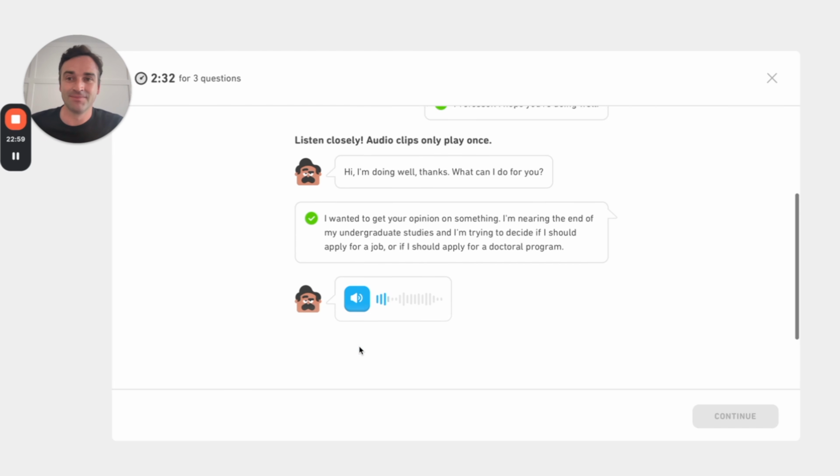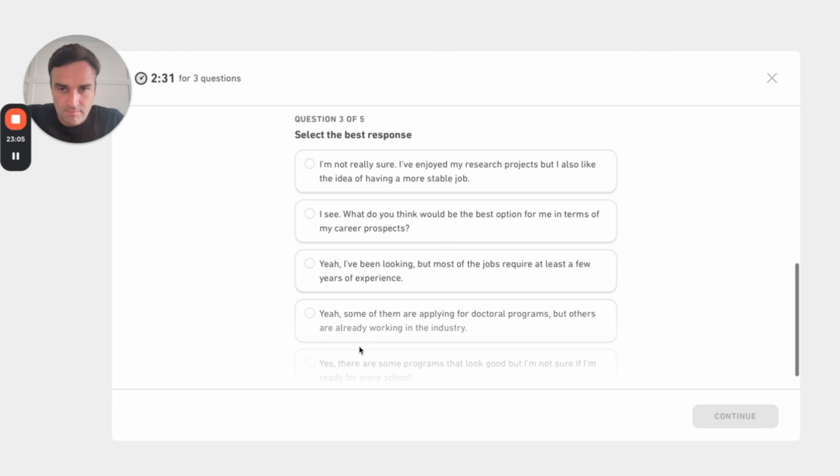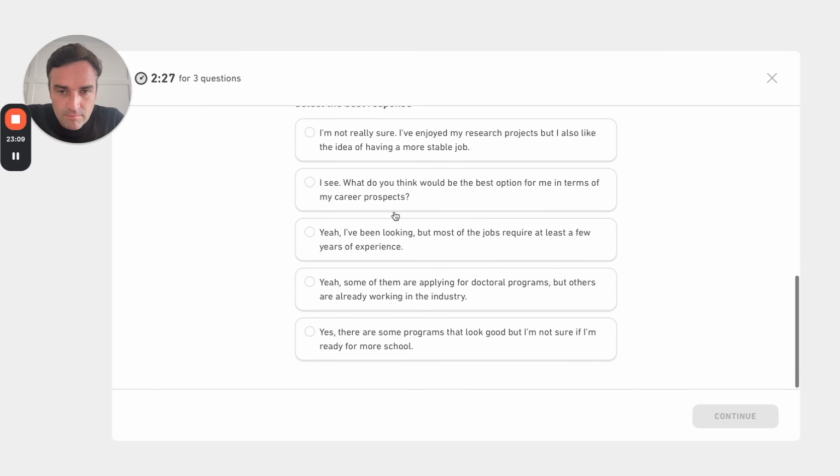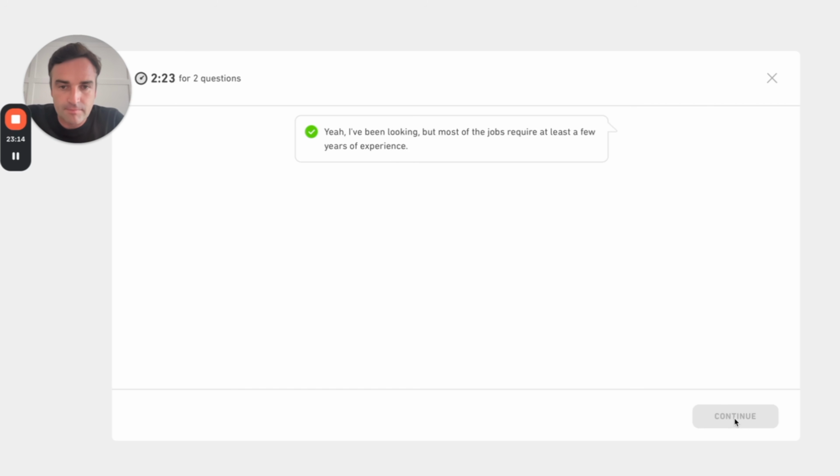That's a tough decision. Have you been looking at jobs in the field that you're interested in? That's true. A doctoral program would give you the opportunity to gain more knowledge and research experience in your field so that you can eventually get a job that you want.